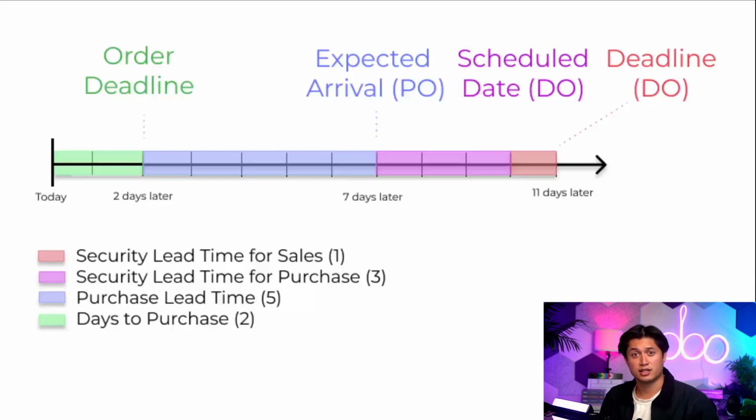That's because the security lead time for the purchase is at work. We expect the products to arrive at our warehouse 3 days before the scheduled date for the order. And there you have it. That's how these different lead times work together to make sure your orders arrive on time.